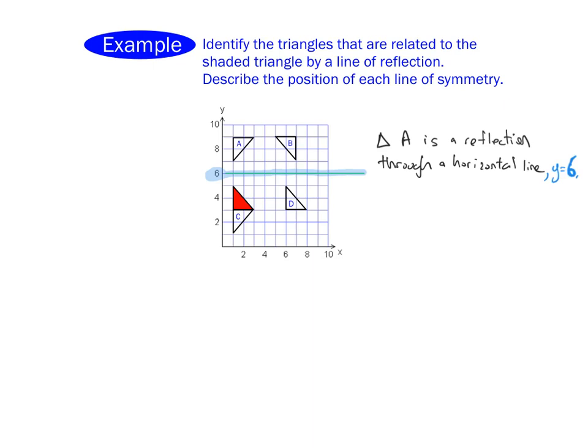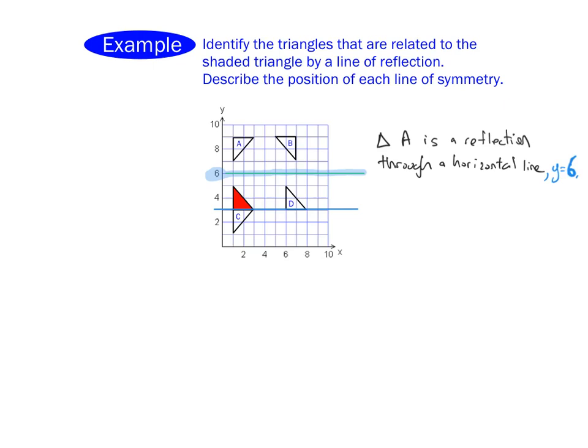Now, triangle B is tricky, so we're going to skip triangle B for just a minute. Let's talk about triangle C. If we think about triangle C, the line I just drew, if the red triangle is reflected through that line, it'll reflect and give you exactly triangle C. So we can go ahead and write that up then.